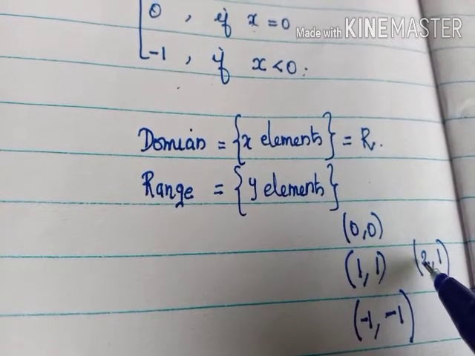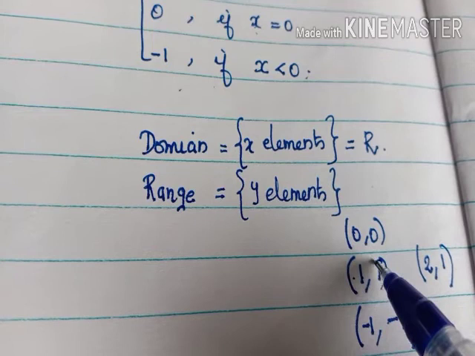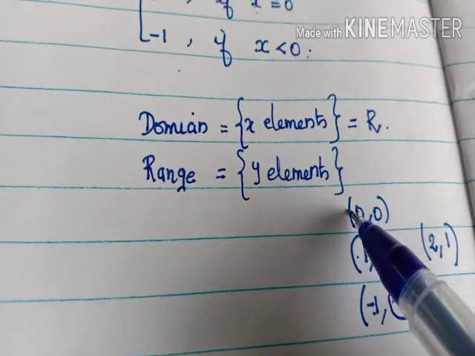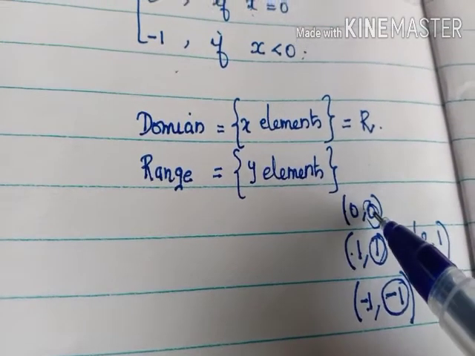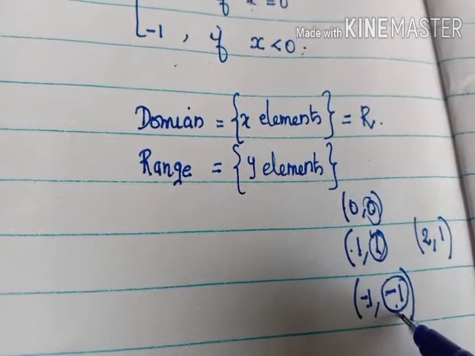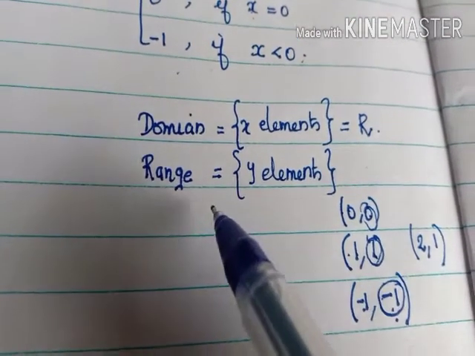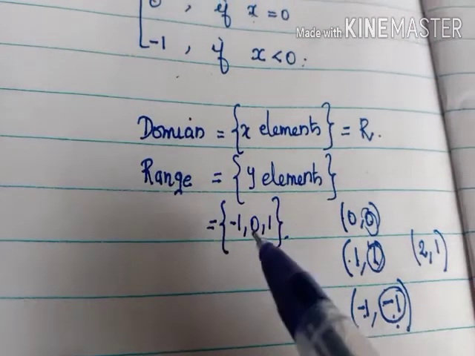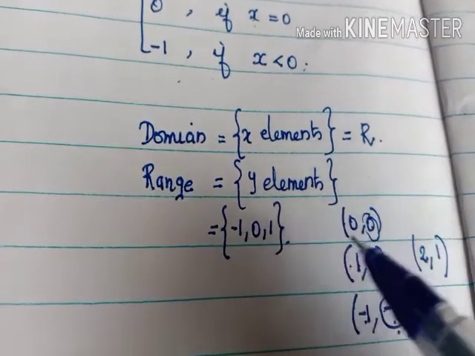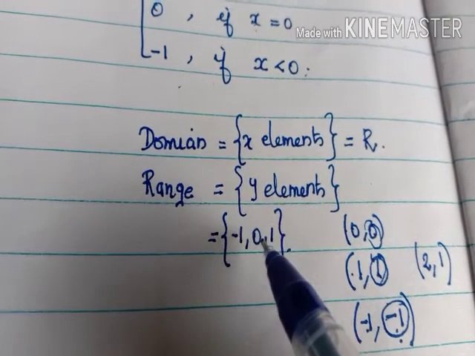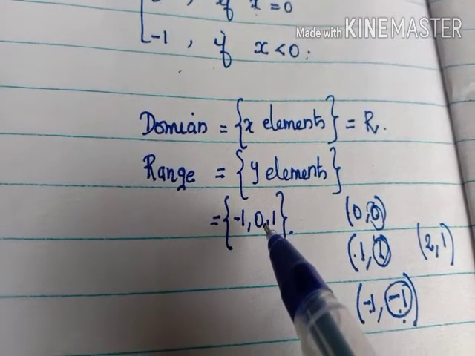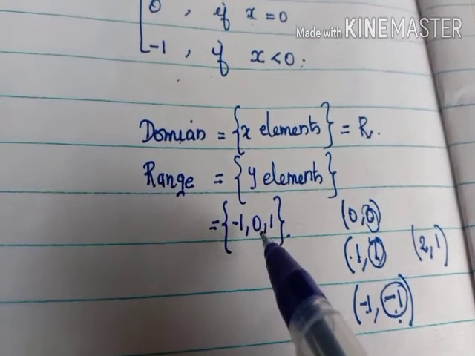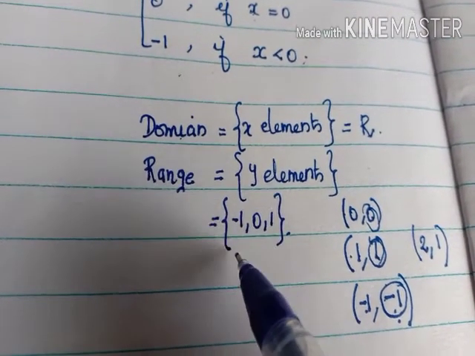1, because it is a positive number. For positive numbers, the y value is 1. For negative numbers, the y value is negative 1. For 0, the y value is 0. Only these three values are possible for y, and therefore the range set becomes {-1, 0, 1}. So the domain of the signum function is R, and the range of the signum function is {-1, 0, 1}.